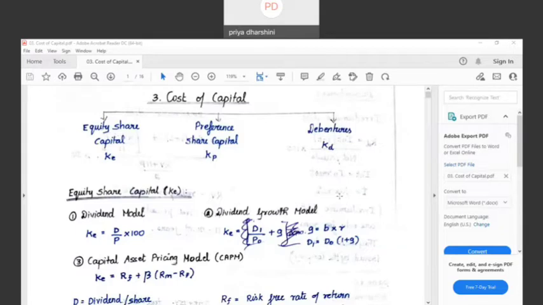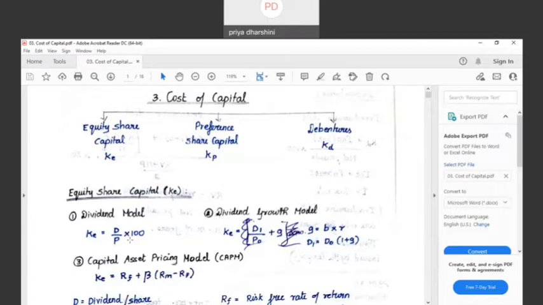How are they computed? There are three different ways of finding the cost of equity. One is the dividend model, where the cost of equity, Ke, is measured as D by P into 100. Suppose 100 rupees is the face value of the share, and 10 rupees is the dividend paid in a year. Is it 10% on the value of the share? How did I arrive at that 10%? 10 by 100. That is the cost of equity. Cost of equity is D by P into 100. This dividend model will apply when there is no growth in declaration of dividend.